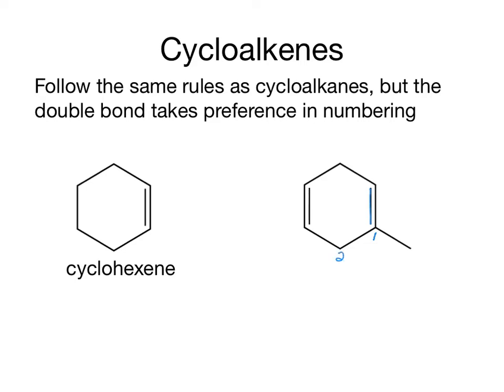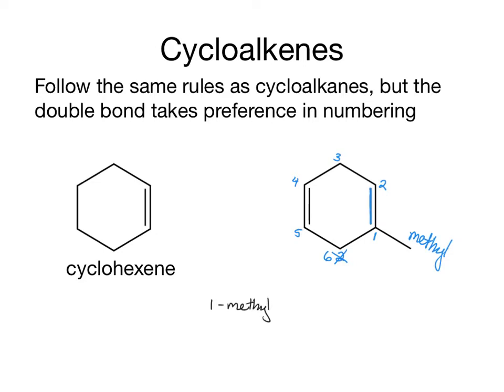When I do that, I cannot go this way because this bond has to be consecutive within my parent chain. So it has to be 2, 3, 4, 5, 6, right? I need both the carbons of this alkene to be consecutive in my parent chain. And I have a methyl group on my first carbon. So when I go to name this, it's going to be 1-methyl.